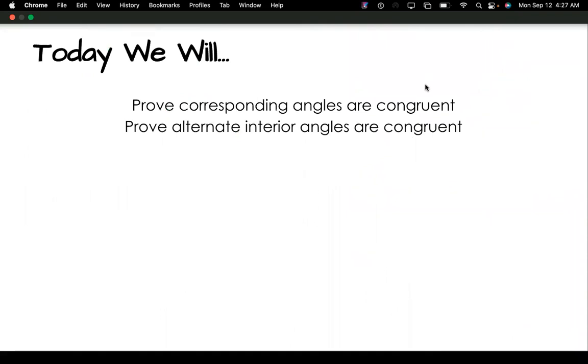So today we're going to prove corresponding angles are congruent and prove alternate interior angles are congruent. Again, there's going to be a lot of vocab thrown at you. Hopefully you got that vocab sheet from the sub. If you didn't, see if they have any more. Make sure you hang on to it because you only get one sheet.